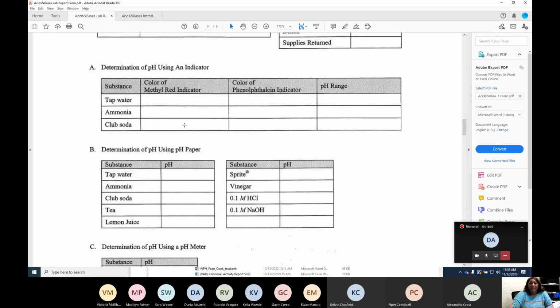We all should have the same answers as far as the color of each of the three solutions upon addition of the methyl red and also upon addition of the phenolphthalein. What I'm interested in you sharing mostly is the pH range that you determined. Any volunteers to share?